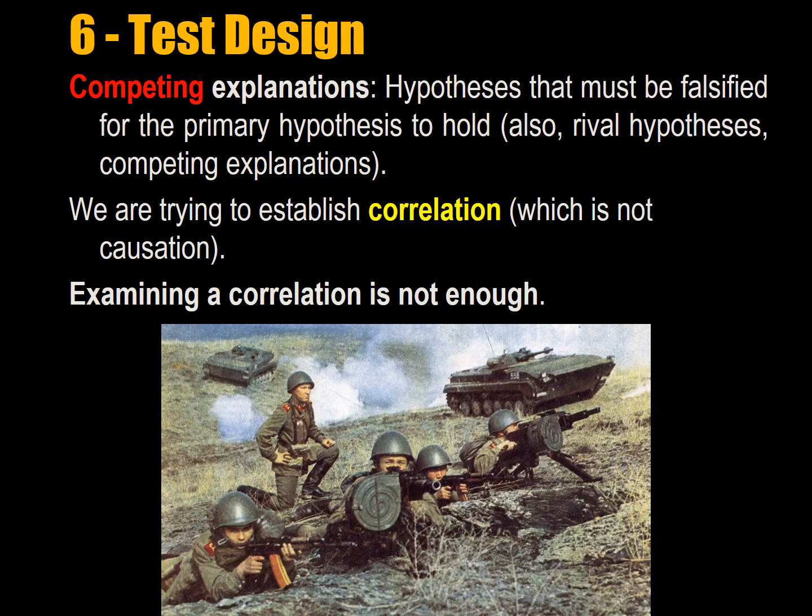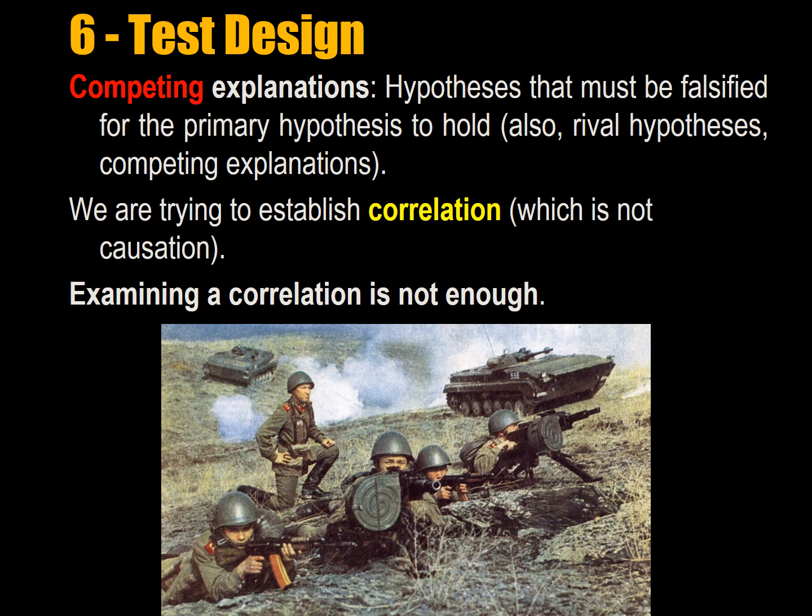Step number 6, test design. So we have competing explanations, which we developed by doing our literature review, and we proposed a better explanation of the phenomenon with our own theory. So we've got these two rival theories. So what's a competing explanation? Well, they're rival explanations or rival hypotheses. Now, in the test design, hypotheses must either be falsified or put into competition with one another to see which provides the best prediction and explanation.